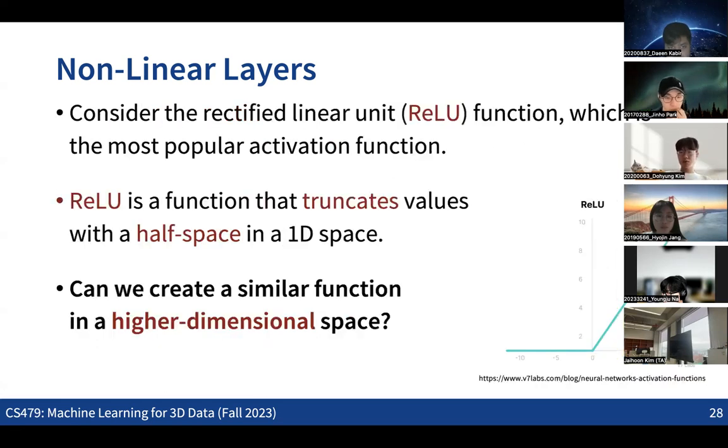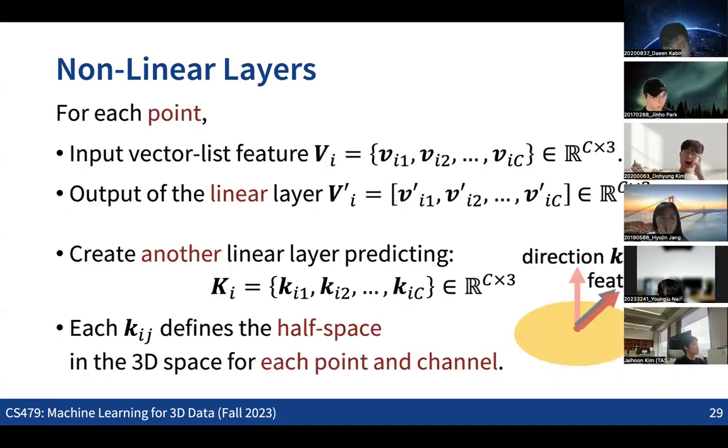So that's basically similar to what we have done in the 1D case. In the 1D case, everything is in a single dimension, right? Here, we set the threshold and truncated all the values below that threshold. That's the way we define the half space and do some kind of truncation. In three-dimensional space, for vectors, how can we do that?